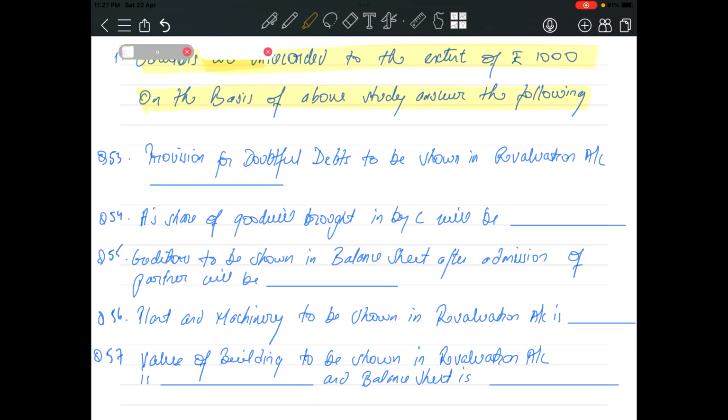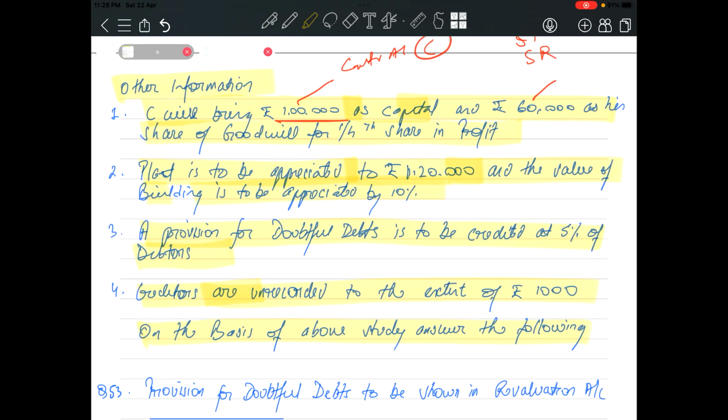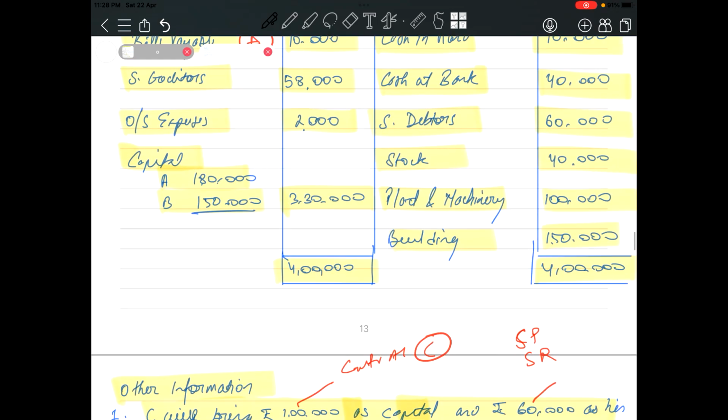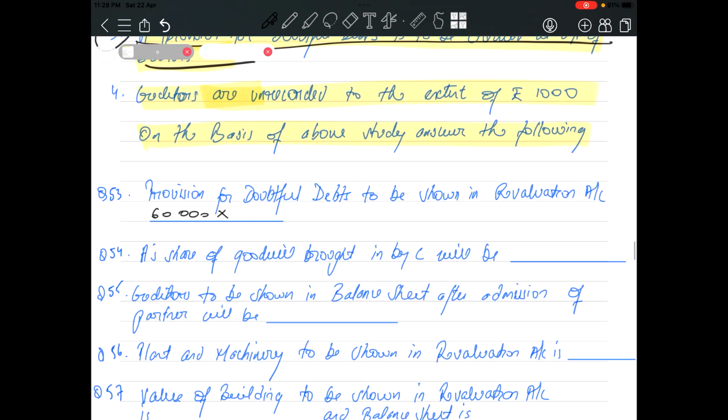Now question number 53. Provision for doubtful debts to be shown in revaluation account. What is the provision for doubtful debts? See, point number 3 says a provision for doubtful debts is to be created at 5% of debtors. So what is the value of debtors? 60,000. So what will be the provision? Provision will be 60,000 into 5%, which is 3,000. So 3,000 is the answer. See, simple as that. This is the type of question you will get.